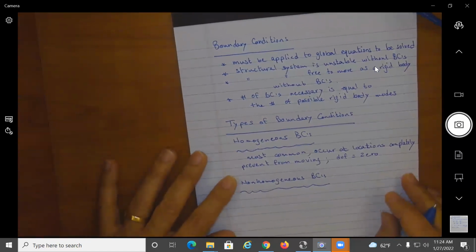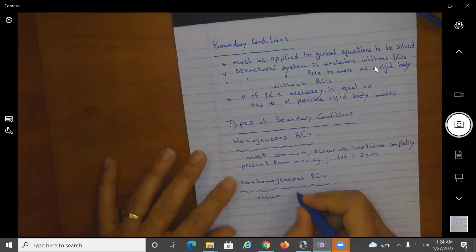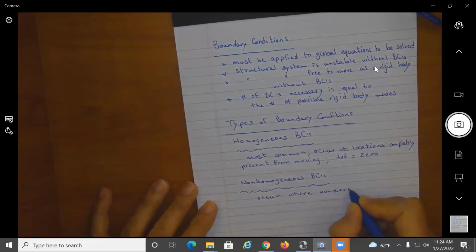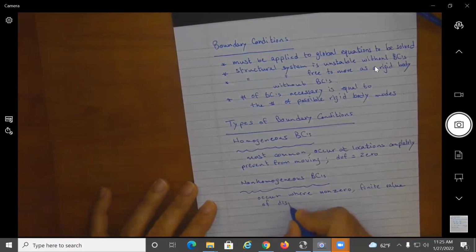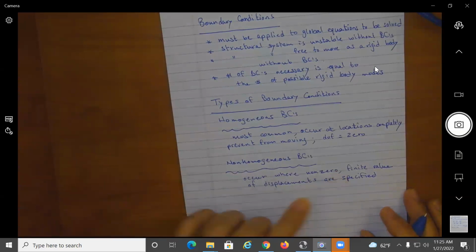On the other hand, the non-homogeneous boundary conditions occur where a non-zero or finite value of displacements are specified. So if it is non-zero, there is a finite value.